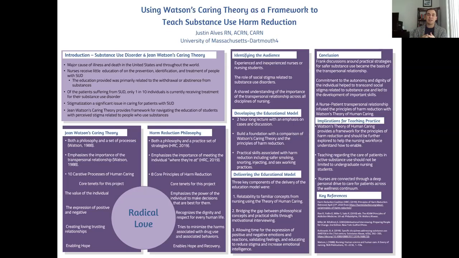And I think Watson's caring theory, and really tugging at the fact that every single nurse has this transpersonal relationship with a patient, or with patients, right? And how can we use that as a jumping off point to really get people in the mindset of caring for people in all sorts of different phases of active or inactive use. That is all I have.